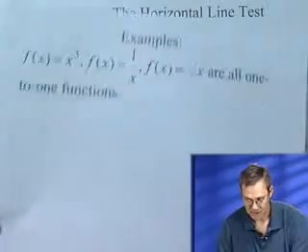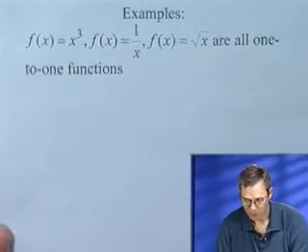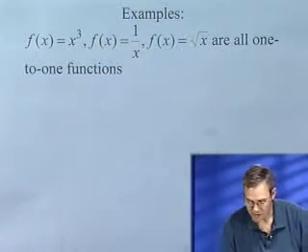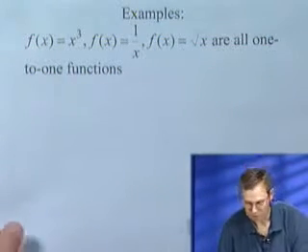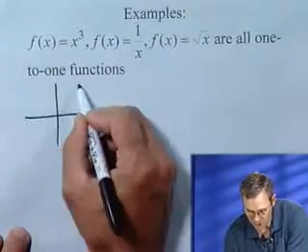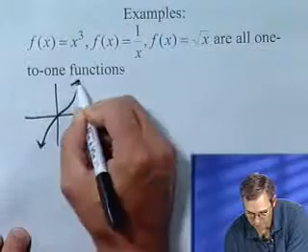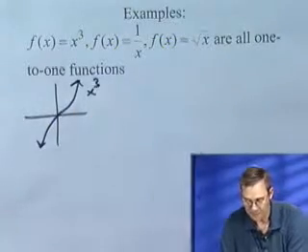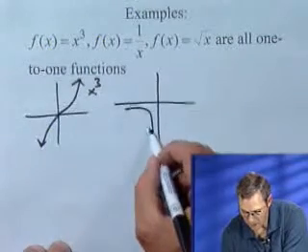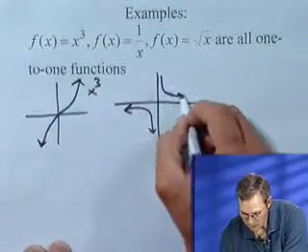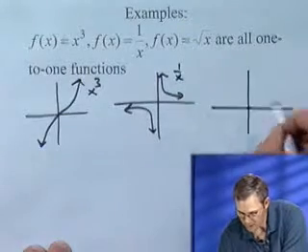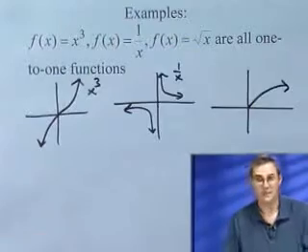All right, let's remember some of those functions that were included in the library of functions that we had to memorize. It says the following functions are one-to-one. And let's just graph them and make sure that they are one-to-one. X cubed, we just did that one, so I'll quickly draw that again. Okay. 1 over x, remember what that one looked like. And square root x looks like so.